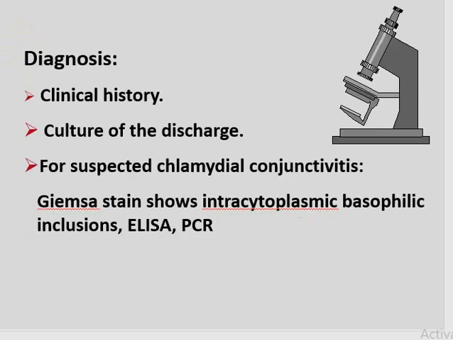How to diagnose conjunctivitis? From clinical history, there is discharge from the eye. We can take this discharge for culture and sensitivity. For suspected chlamydial conjunctivitis, we can use Giemsa stain, which shows intracytoplasmic basophilic inclusions. There are other methods of diagnosis like ELISA and PCR.